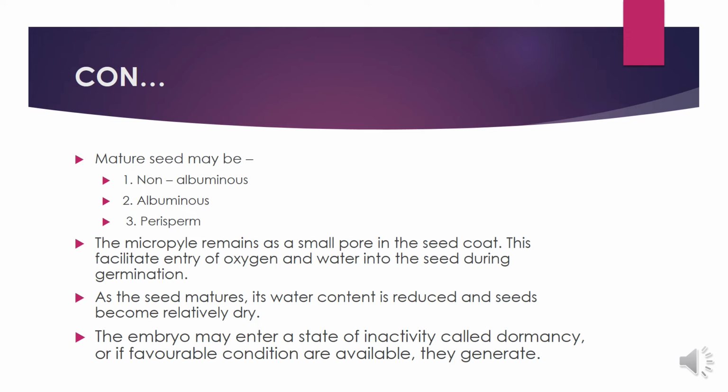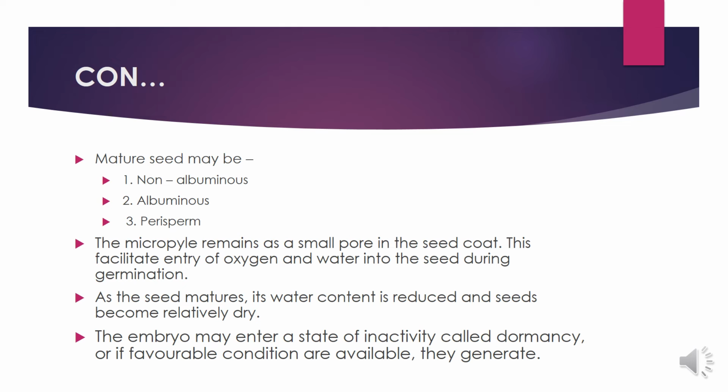The second one is the albuminous seed. It retains a part of the endosperm as it is not completely used up during embryo development. We can say it has endosperm. Examples are wheat, maize, barley, castor, etc. Now, the third one is perisperm. In some seeds, such as black pepper and beet, remnants of nucellus are also present. This residual persistent nucellus is the perisperm.